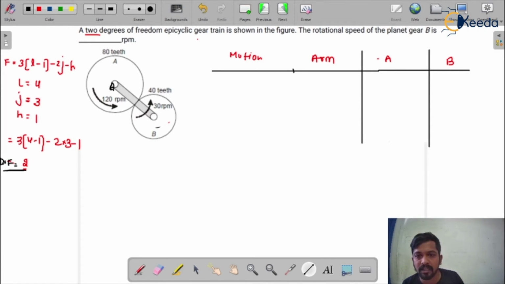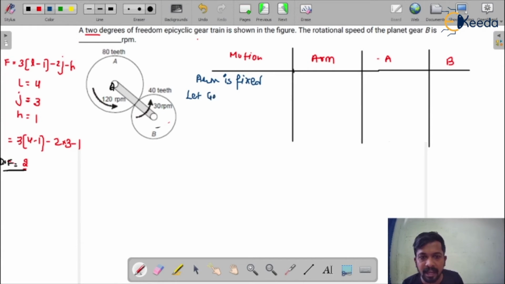Now you just need to understand. First I am going to fix the arm, there is no motion in the arm. So I'm writing here that the arm is fixed. When the arm is fixed, that means the speed of the arm is 0. And when I fix the arm, I'm assuming that the gear A is having x rpm. That means it rotates with x rpm.